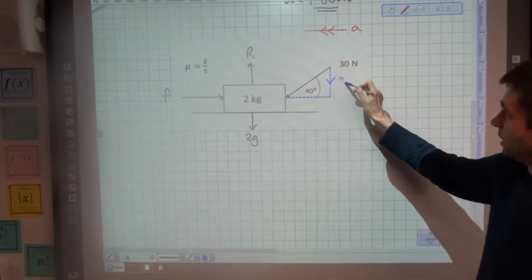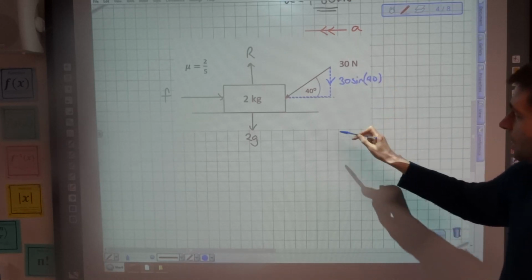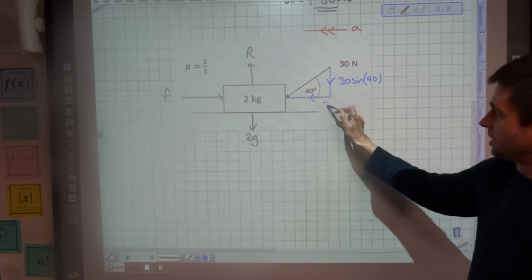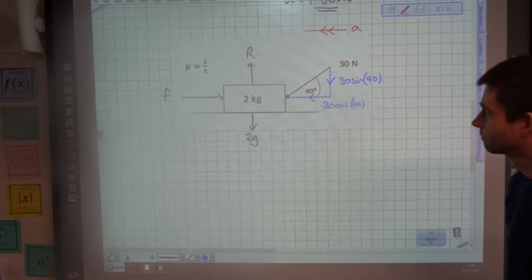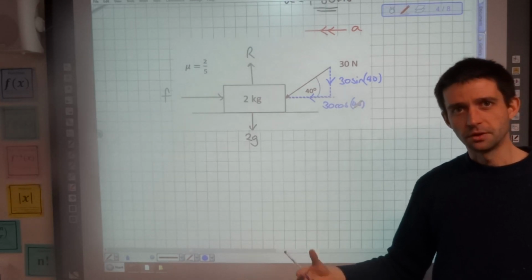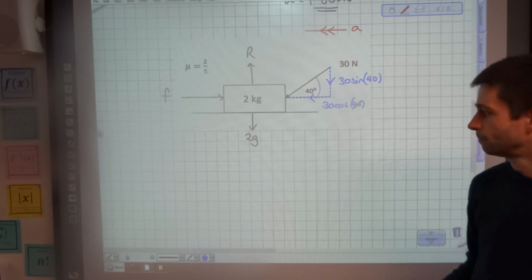So this one is 30 sin 40. And this one here, which again is going this way, is going to the left, this one is 30 cos 40. So now that I've resolved all my forces into horizontal and vertical components, I can look to resolve vertically and horizontally to solve the problem.